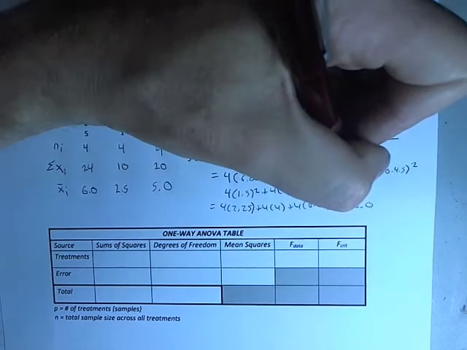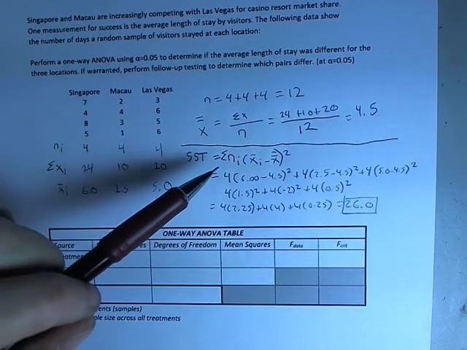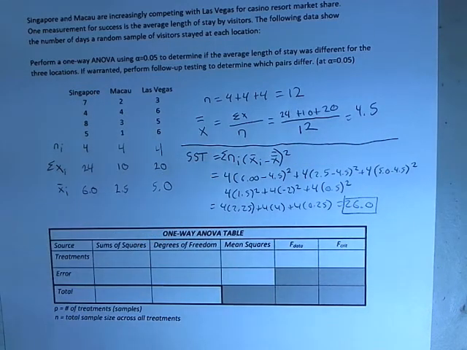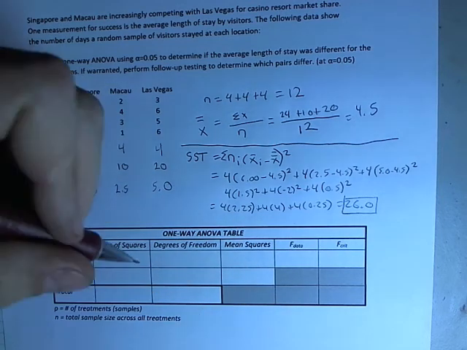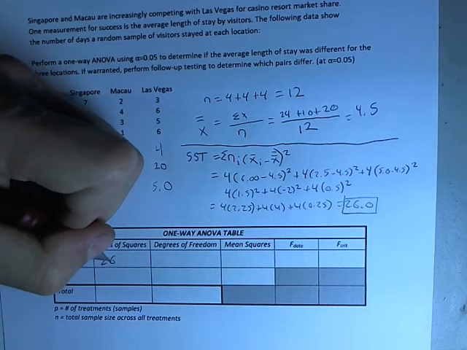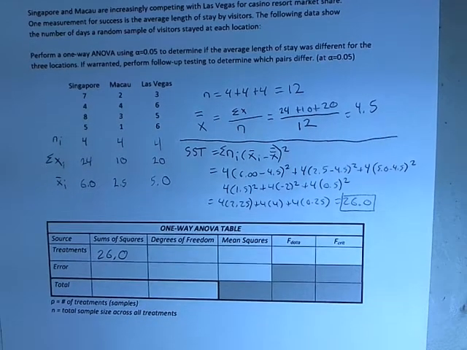So our sum of squares treatment, which is the value that represents the overall variability within the treatments, in other words between each of the sample means, has come out to have a value of 26.0. Alright, good job on that.